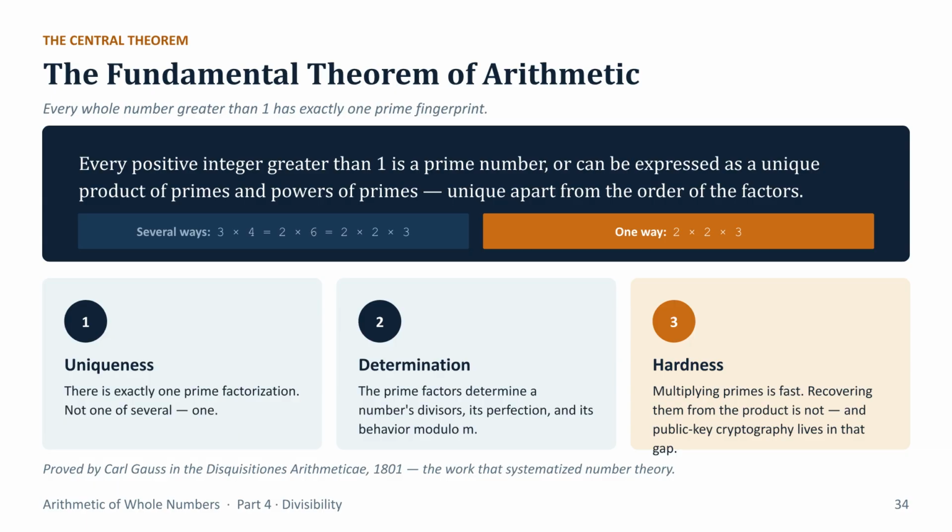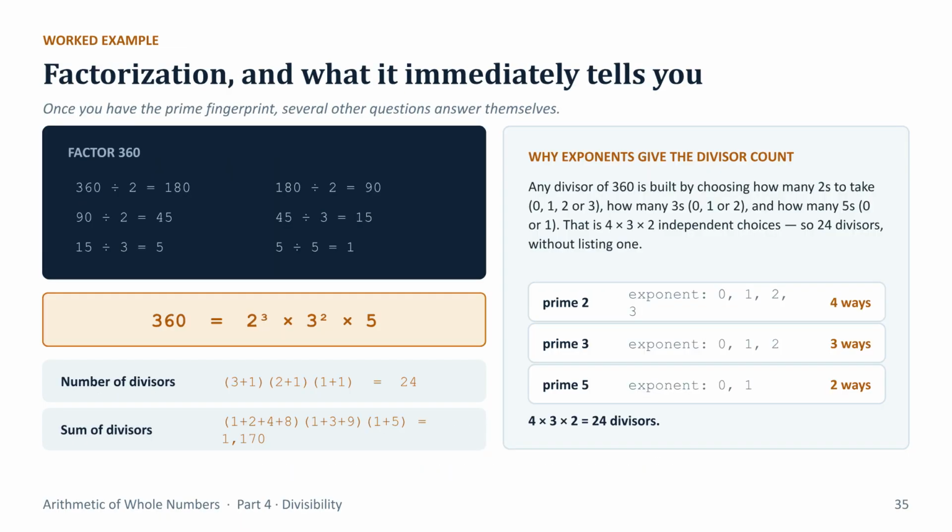The fundamental theorem of arithmetic is the bedrock of number theory. It states that every integer greater than 1 has a unique prime factorization. This prime fingerprint determines all of a number's properties, from its divisors to its behavior in modular systems. A prime fingerprint allows us to extract deep information without full computation. By adding 1 to each exponent in a prime factorization and multiplying the results, we find the number of divisors. Similarly, we can calculate the sum of all divisors using geometric series.